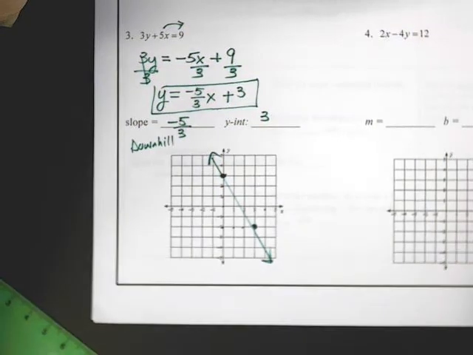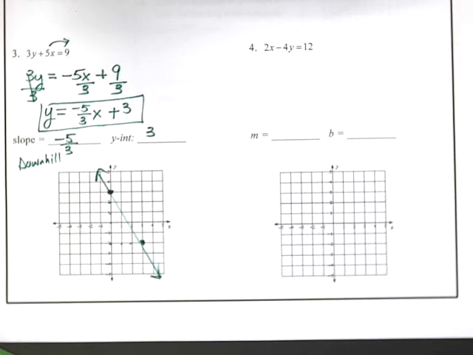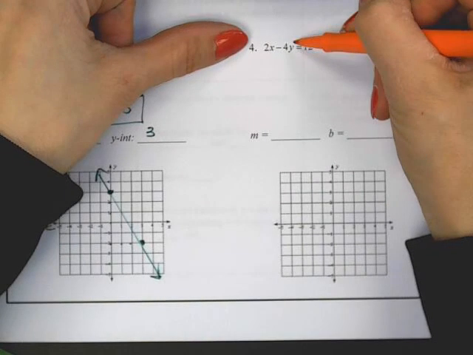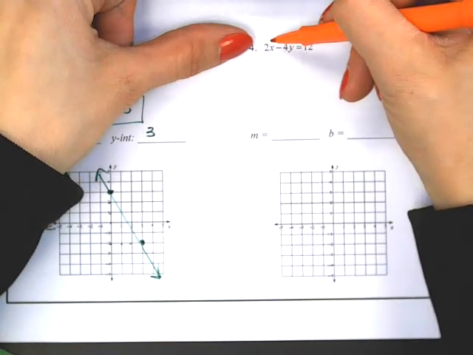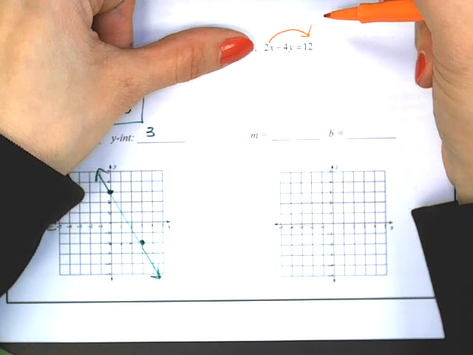Okay, we got one more here. Let's make it a good one. We have to rearrange and get it to slope-intercept form first. So is the y term alone? No, because this 2x is on the left side. The x term needs to get moved to the right side.